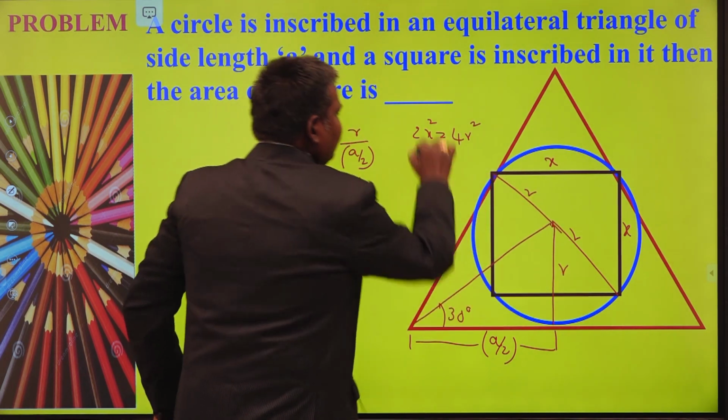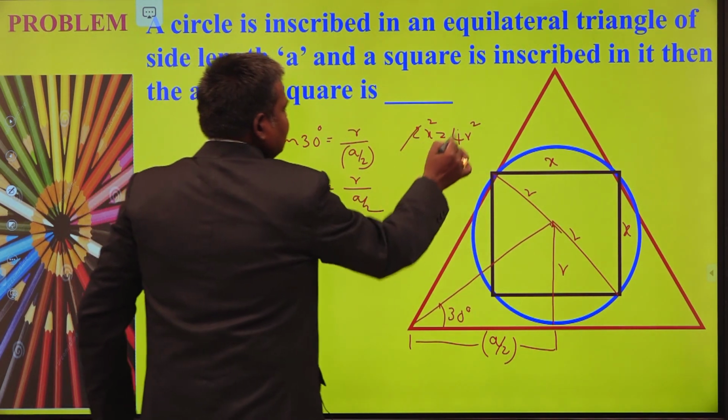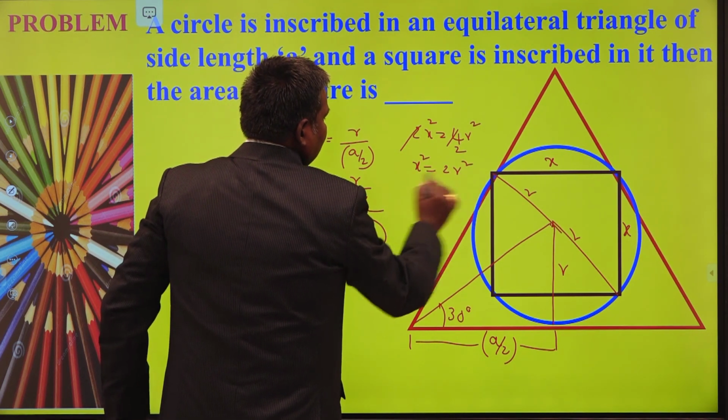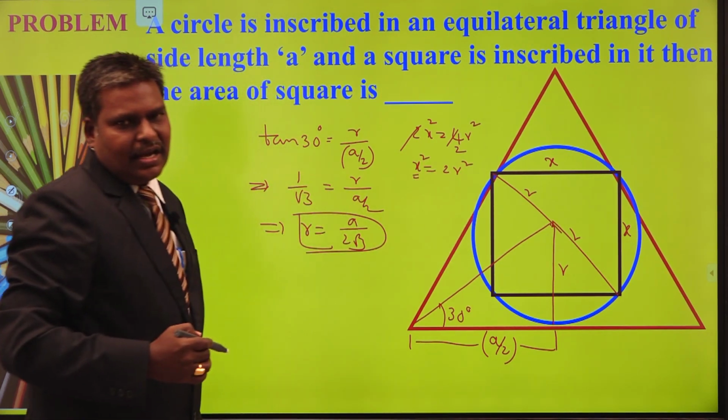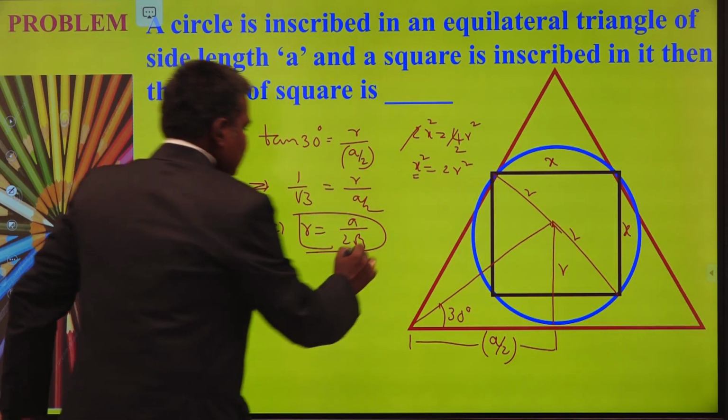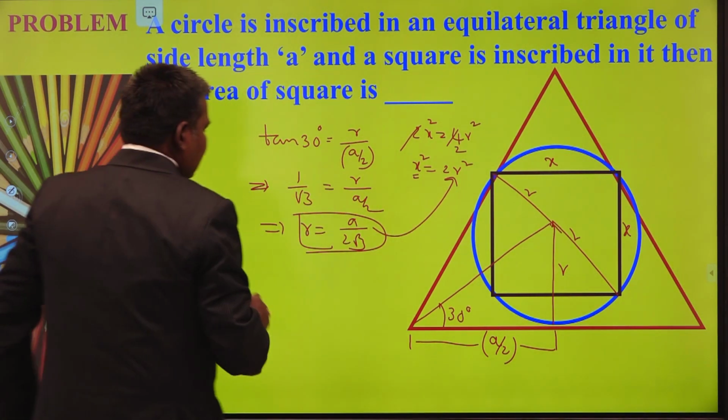From the square itself we obtain this condition. 2 cancels out 2 times. So x square is equal to 2r square. What is x square? It is the area of your square. That is nothing but 2r square. You have the r value. Just substitute here and we get the required answer.